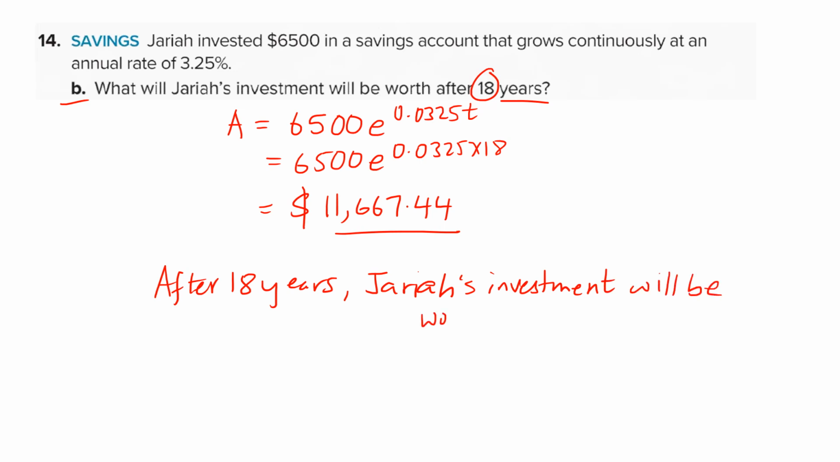the investment will be worth $11,667.44. So that completes question 14. Let's move on to question 15 now.